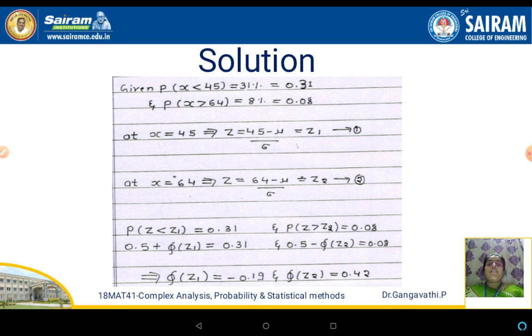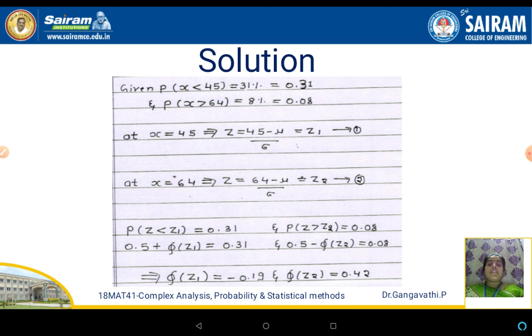At x equal to 45, we need to evaluate the normal variate z. So z is 45 minus mu by sigma, which is equal to z1. We don't know the value of mu and we don't know the value of sigma, so let us take that as z1. At x equal to 64, z becomes 64 minus mu by sigma, and let us take this as z2. Call them equations 1 and 2.